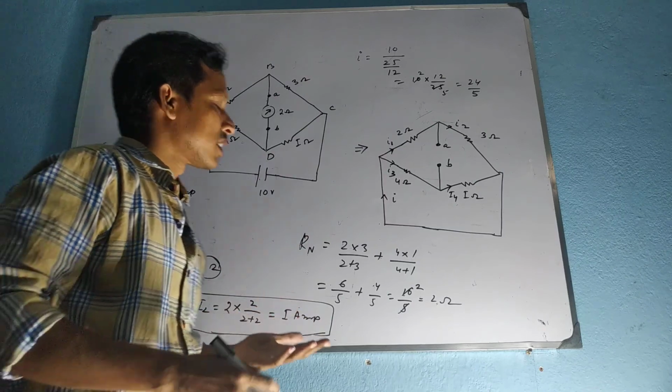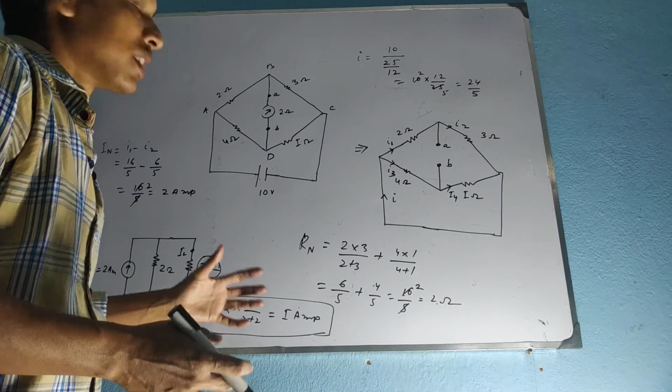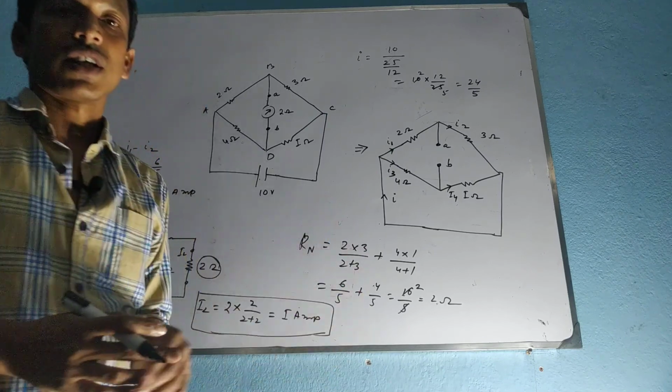So this is the value of the galvanometer current using Norton's theorem, and we also get the value of the galvanometer current by using Thevenin's theorem, and both processes give the same result, okay. So the process is correct. Thank you.